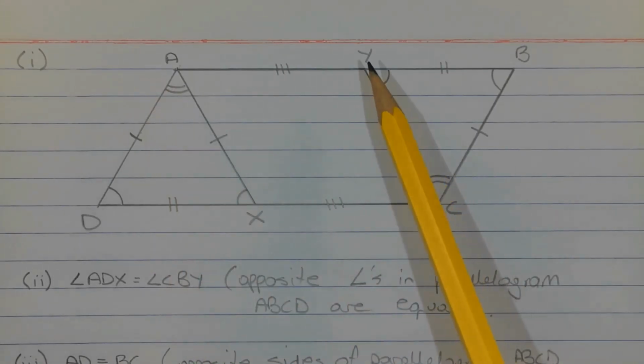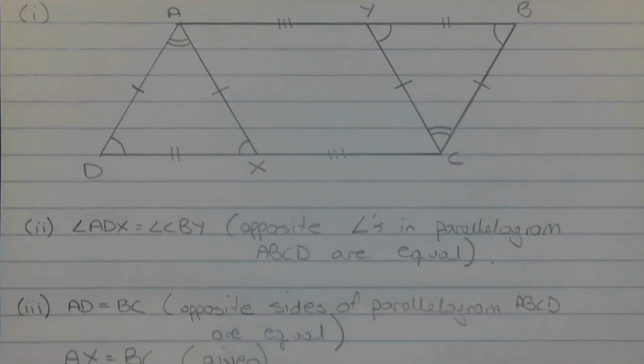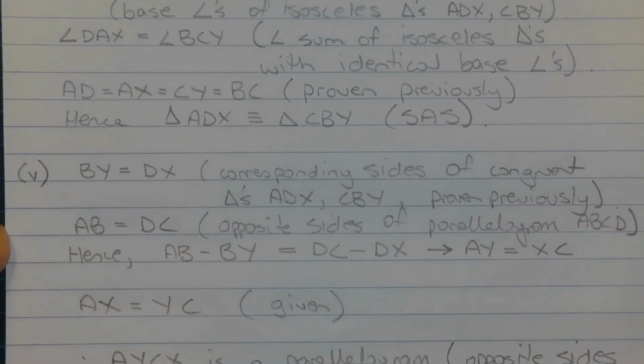Now AX is equal to YC, and that was given in the original question. So we have a quadrilateral AYCX with opposite sides equal, which makes AYCX a parallelogram. And here is the proof written down.